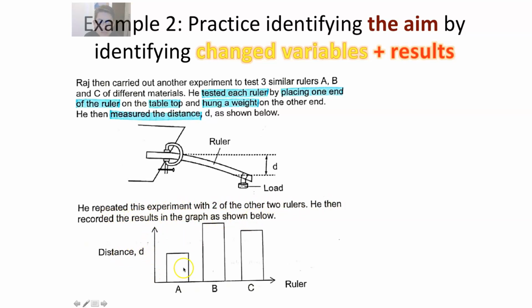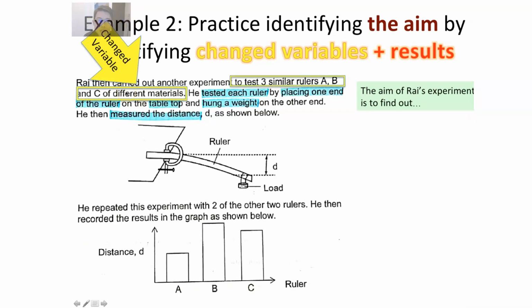Distance D, alright, this is the shortest distance, this is the longest distance, so in other words, it bends the most. Alright. And these are the three different rulers. So, what is the aim of Raj's experiment? Well, Raj's experiment is to find out, remember, we look for the change variable, right? So therefore, the change variable here will be the different materials.